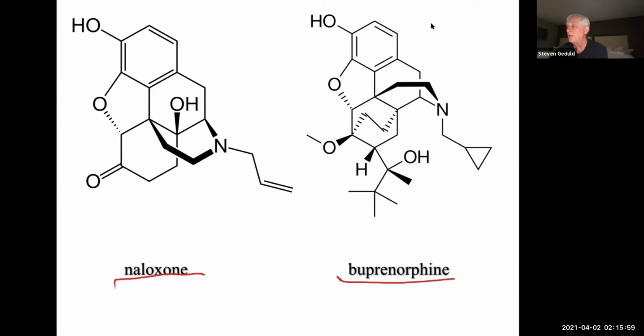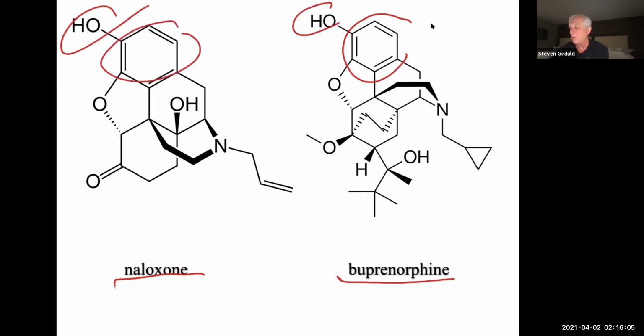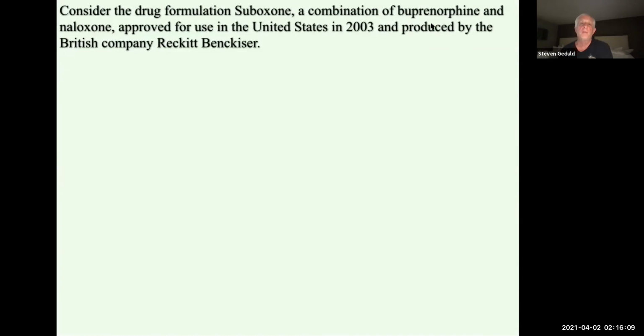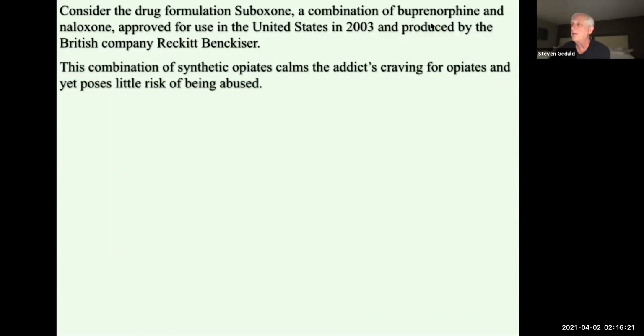You can see the similarities, a lot of the bonds, the aromatic rings, the OH groups. A lot of the same functional groups are on them. Okay, consider the drug formulation of Suboxone, a combination of buprenorphine and naloxone, so out of Narcan. It was approved in the United States in 2003 and produced by the British company Reckitt Benckiser. This combination of opiates calms the addict's craving for opiates and poses little risk of being abused.